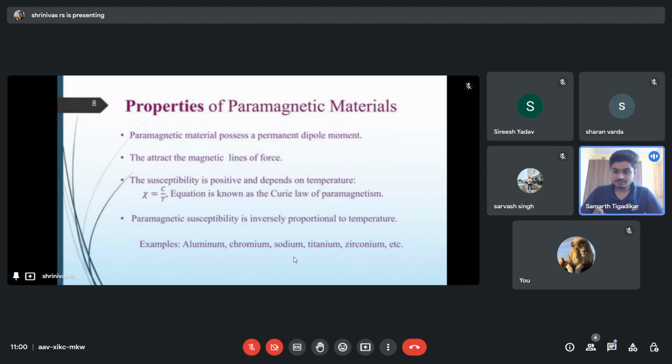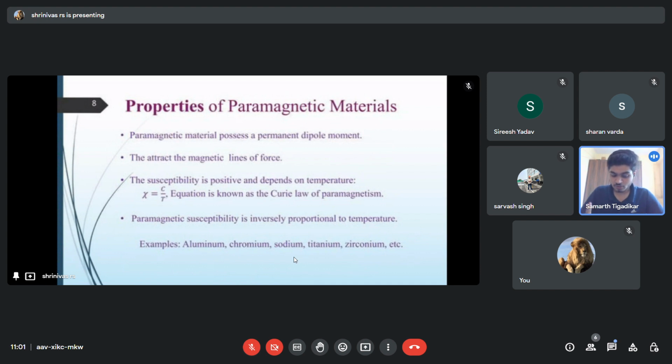These materials have a permanent dipole moment, and in the absence of the magnetic field, they tend to lose their magnetic properties. Paramagnetic materials are further classified into two types. Materials with a low concentration of magnetic moments are called paramagnetic materials. Materials with a high concentration of magnetic moments are called ferromagnetic materials.